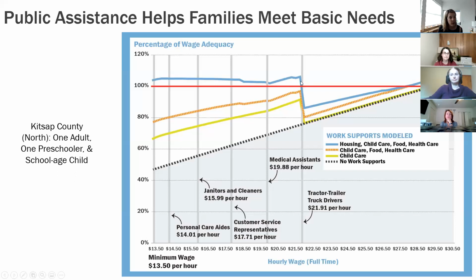Now, we can't really talk about this graph without acknowledging that there is this large looming cliff that you see here at about $22. So this means that as soon as that adult who is supporting their preschooler and school-aged child reaches $22 an hour, they're losing eligibility for these helpful work supports or public assistance, and they're dropping about 20% in their wage adequacy to cover their basic needs. And those don't recover until they reach around that $28, $29 per hour self-sufficiency wage. So that concludes my section of the key findings.